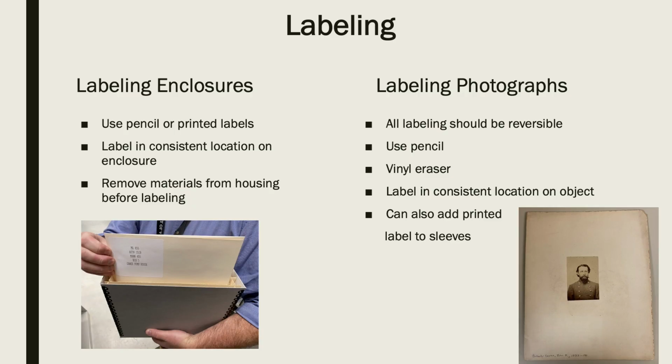To label photographs, make sure all labels are reversible. Be sure to only use pencil, either a number 2 or a Stabilo pencil. Use vinyl erasers, not rubber erasers. Label in a consistent location on the photograph. You can also add printed labels to sleeves if you're using sleeves.